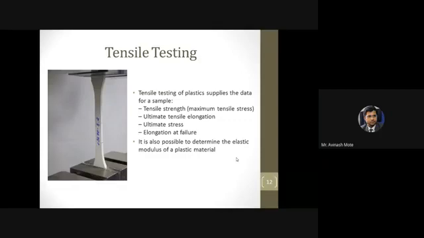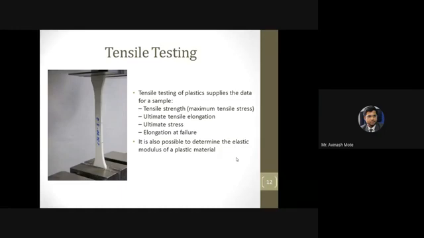Means at a particular point of application of load, what is the change in dimension? For 10 kg, what is the change in dimension? For 15 kg, what is the change in dimension? So there is a difference between engineering strain and true strain. There are some more concepts also: the area under the stress-strain diagram is called the modulus of toughness.